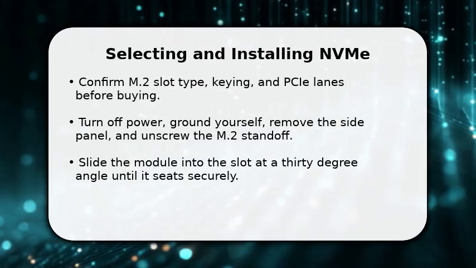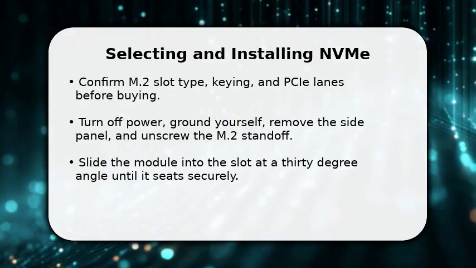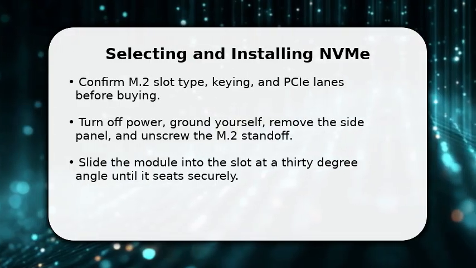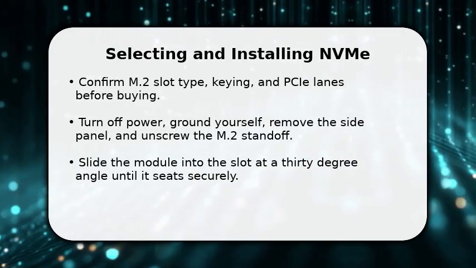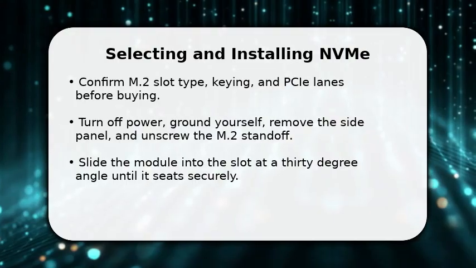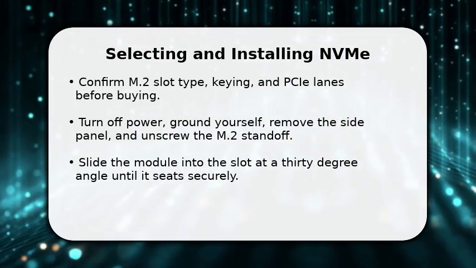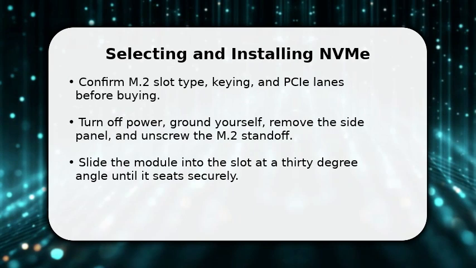Turn off power, ground yourself, remove the side panel, and unscrew the M.2 standoff. Slide the module into the slot at a 30-degree angle until it seats securely. Fasten with the screw, replace the panel, and reboot to confirm hardware detection and device presence in firmware.